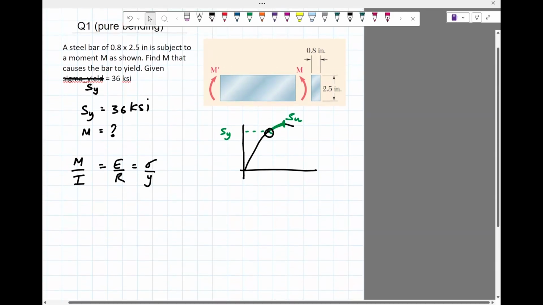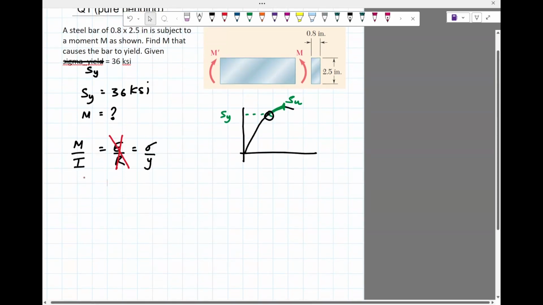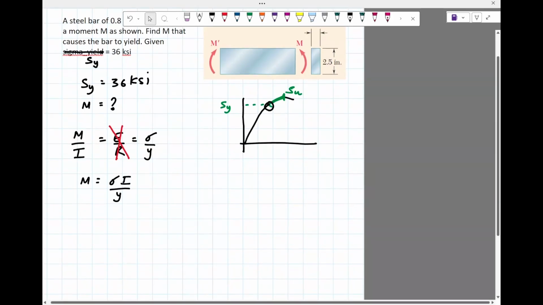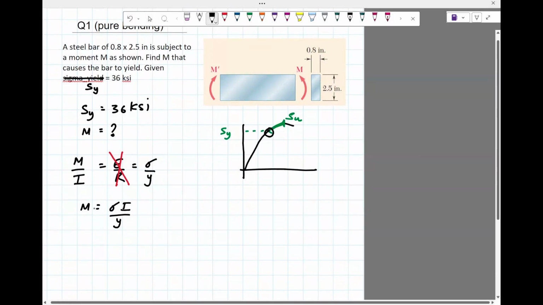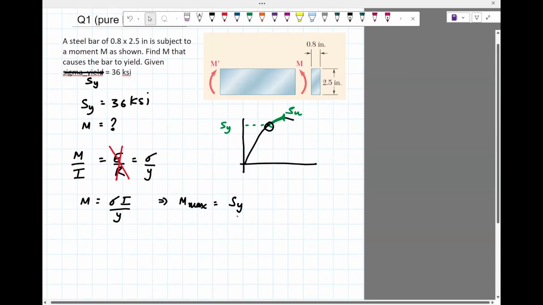Okay, so in this case, I think we don't need this part. We only need the first part, because E is not given. So M equals sigma I divided by Y. Now we have to find the maximum moment. So if M is max, then sigma would be max. Sigma max is Sy. I have to figure out Y, and then Y would be Y max.